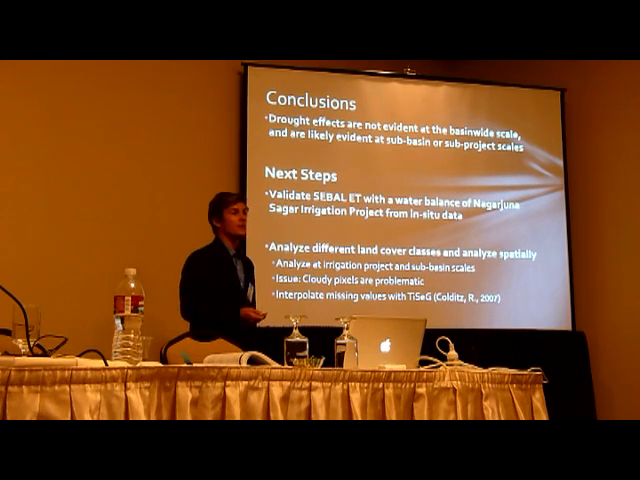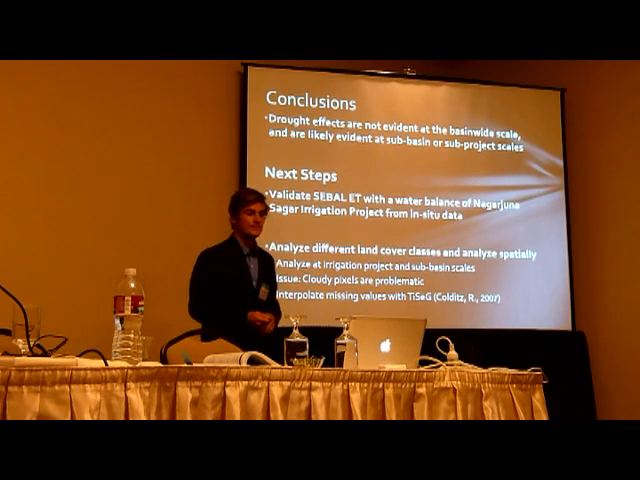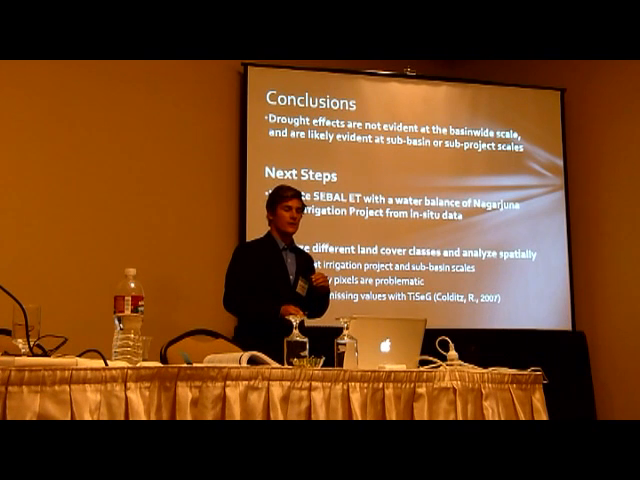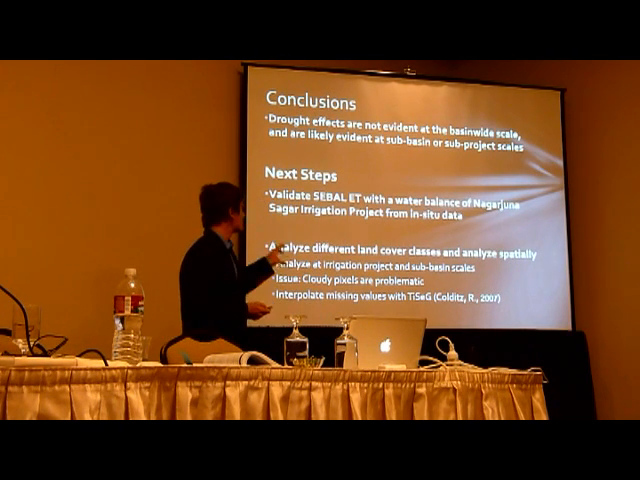So the next step is we do have water balance data from one of these areas, the Nagarjuna-Sagar irrigation district. It's towards the end of the basin. So we can validate a water balance based on how much went in, how much went out, the leftovers, ET, and do a better validation, not just against open water evaporation, but over some land surface areas too. And then analyze each irrigation and sub-basin scale.